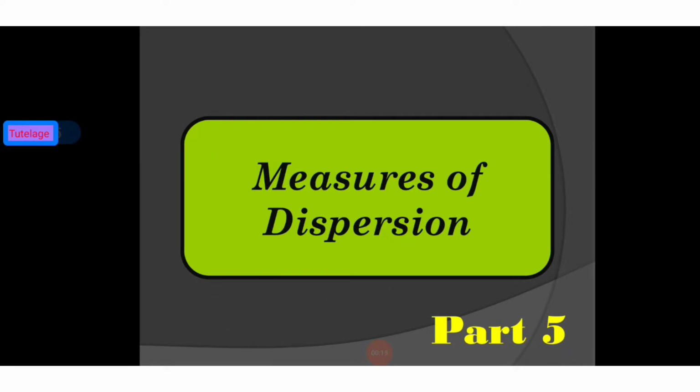Today, we are going to start a new session with some new topics of measures of dispersion. We have already discussed some topics of this chapter. So, that's why today's session is called Measures of Dispersion Part 5. If you have missed my previous session, please go and check it once. I hope it will really help you.